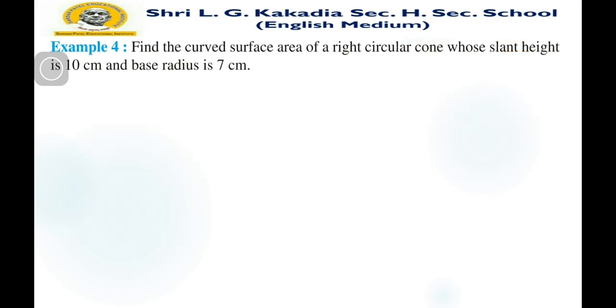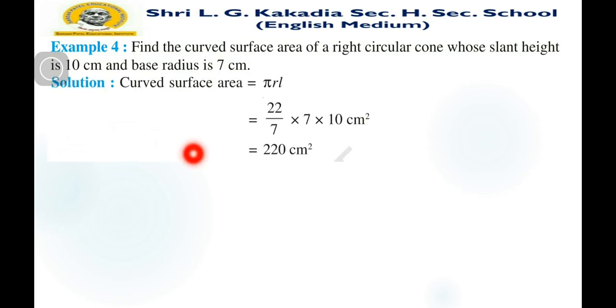Example number 4. Find the curved surface area of a right circular cone whose slant height is 10 centimeter and the base radius is 7 centimeter. Solution: curved surface area of the cone, as we know, is pi r l. Here the value of pi is not given, so we take the value of pi as 22 by 7, r, that is radius, 7 centimeter, and l, slant height, is 10 centimeter.